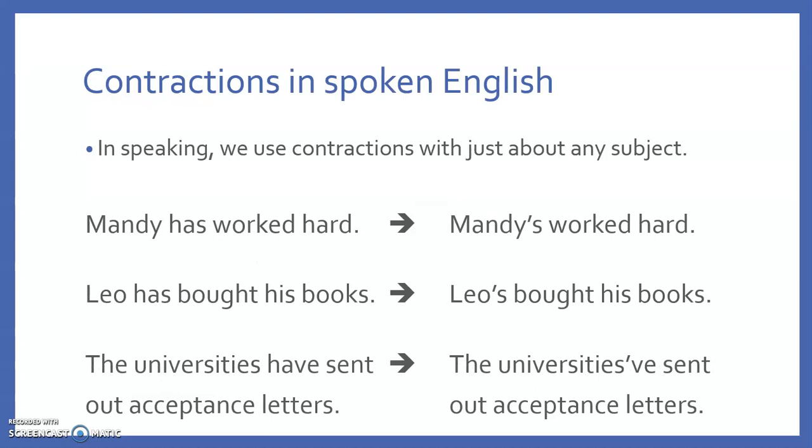In speaking, we don't just use contractions with pronouns. We use contractions with just about any subject. Mandy has worked hard might become, Mandy's worked hard. Leo has bought his books might become, Leo's bought his books. The universities have sent out acceptance letters might become, the universities've sent out acceptance letters.